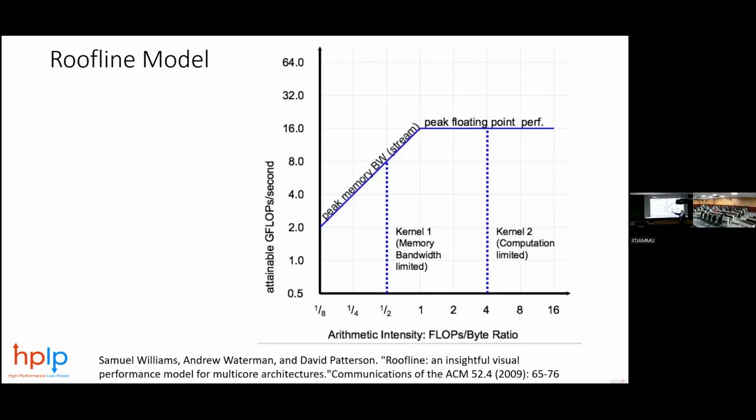These are two examples of two kernels. One is basically limited by the memory bandwidth; it cannot keep up with the processing. And this one is limited by the compute peak performance.